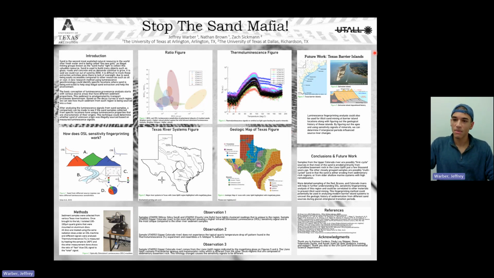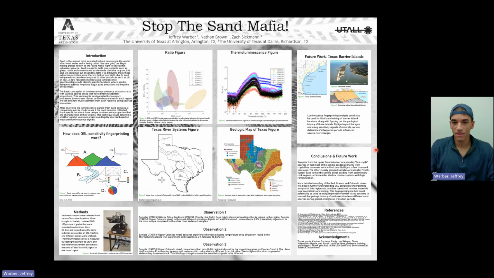For future work using this method, we can use this on Texas barrier islands, and an example would be figure 8, Galveston Island. And by figuring out the sensitivity, we can find illicit mining in this area, as well as ages using the sensitivity signals, and we can determine if interglacial periods influence source river changes.